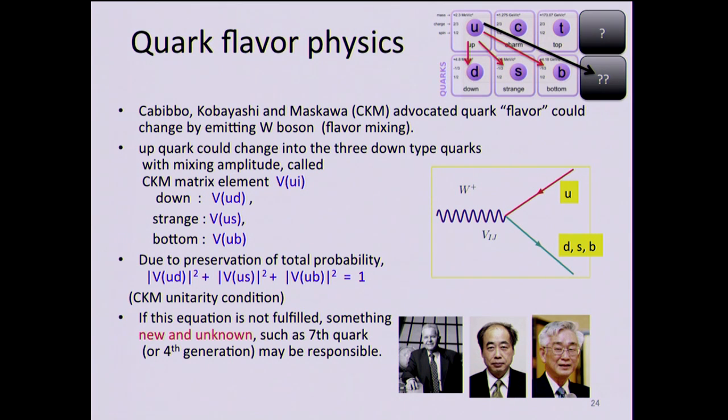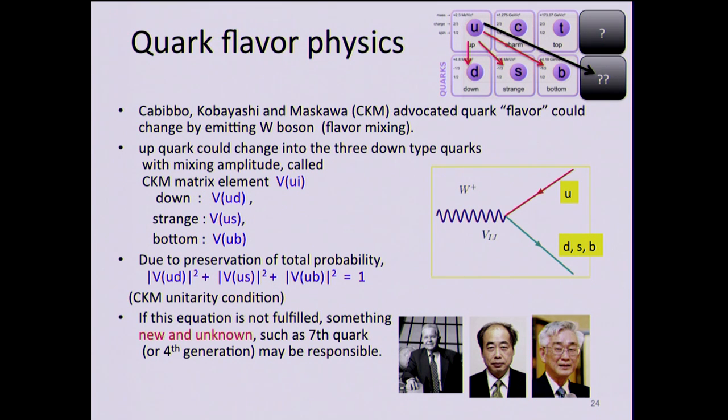And each time it changes to another down-type quark, this has a probability amplitude, whose theory was constructed by these 3 gentlemen, Cabibbo, Kobayashi, Maskawa. The latter 2 got a Nobel Prize in 2008 due to this work. And this probability amplitude, the Cabibbo-Kobayashi-Maskawa matrix element, for example the amplitude up to down is V_ud, strange V_us, bottom V_ub. So these are the amplitudes by which the up quark can convert into each down-type quark.